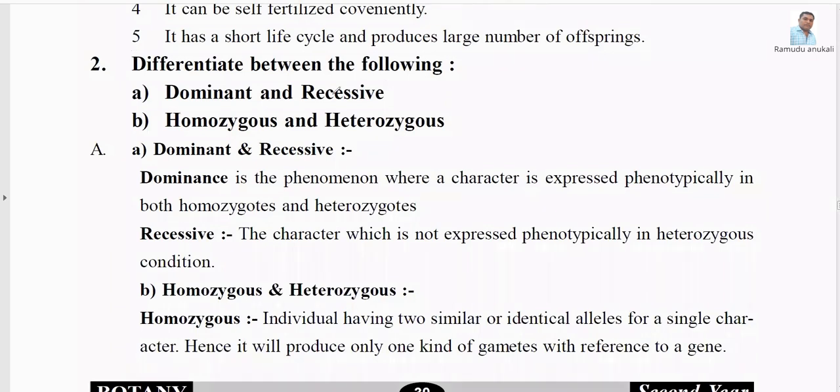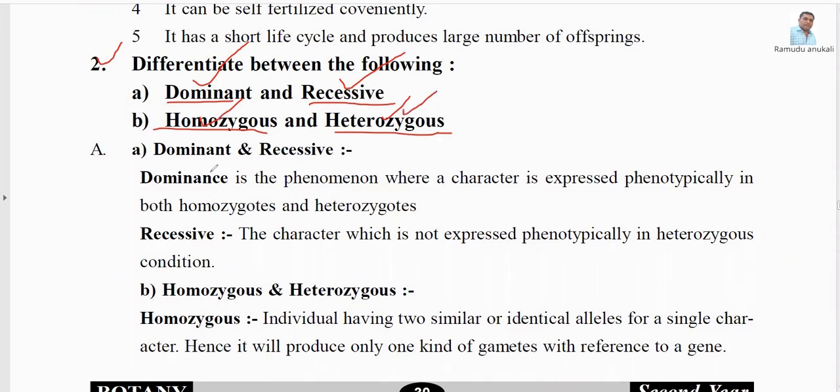Next, go to the second question. Differentiate between the following: dominant and recessive, homozygous and heterozygous. Dominant means in Telugu Bahirgata Lakshanam. Recessive means Antargata Lakshanam. Homozygous means Samam. Hetero means Vibinnam. If the two are the same, it is called homozygous; if different, heterozygous.